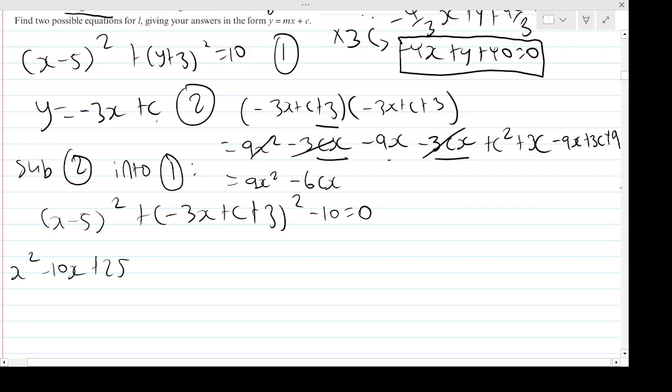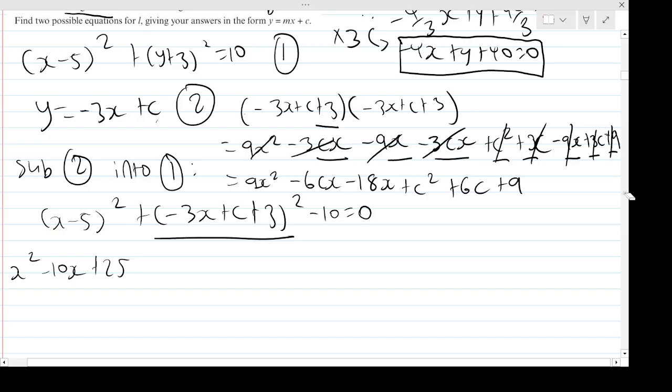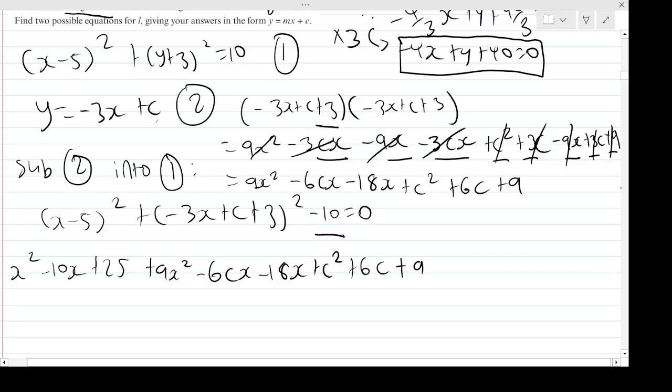Then we have the x term, so I have minus 9x and another minus 9x. That'd be minus 18x. Then I have the c squared. Then I have 3c and another 3c is plus 6c. Then I have plus 9 at the end. Okay, so that's simplified. Cool, so then I'm going to substitute that back into here. So then I get plus 9x squared minus 6cx minus 18x plus c squared plus 6c plus 9. Then I have the minus 10 at the end equals 0.